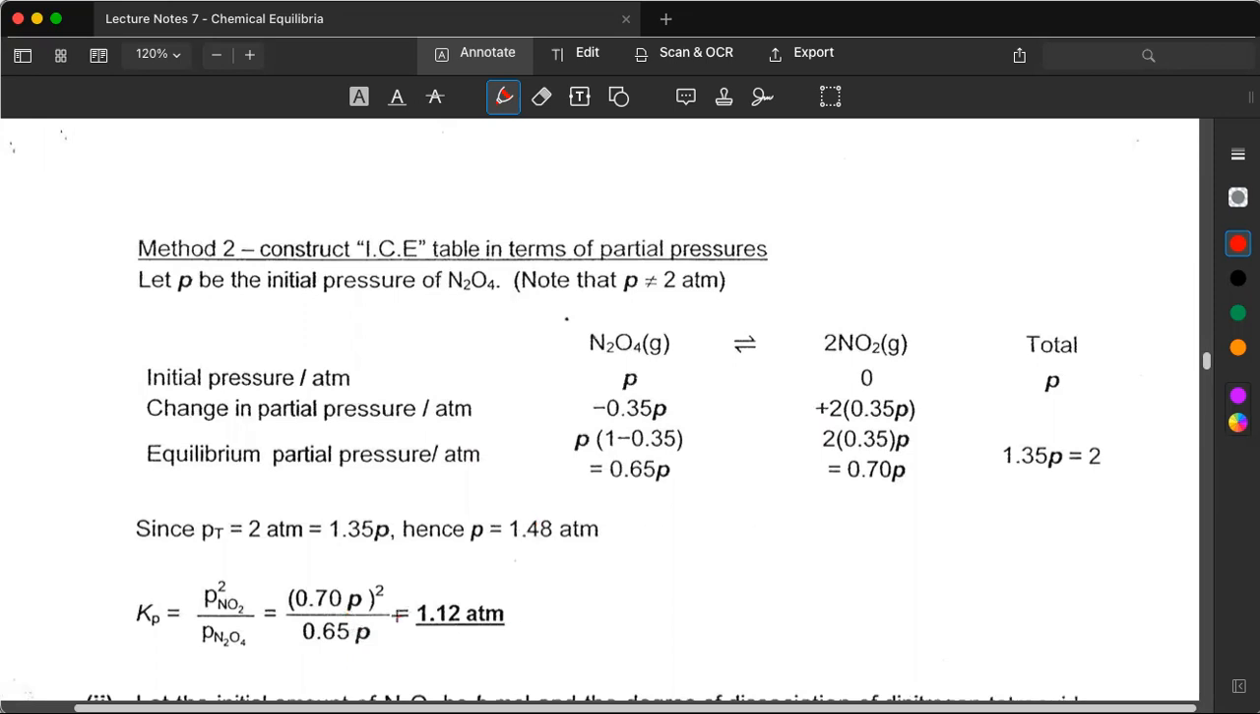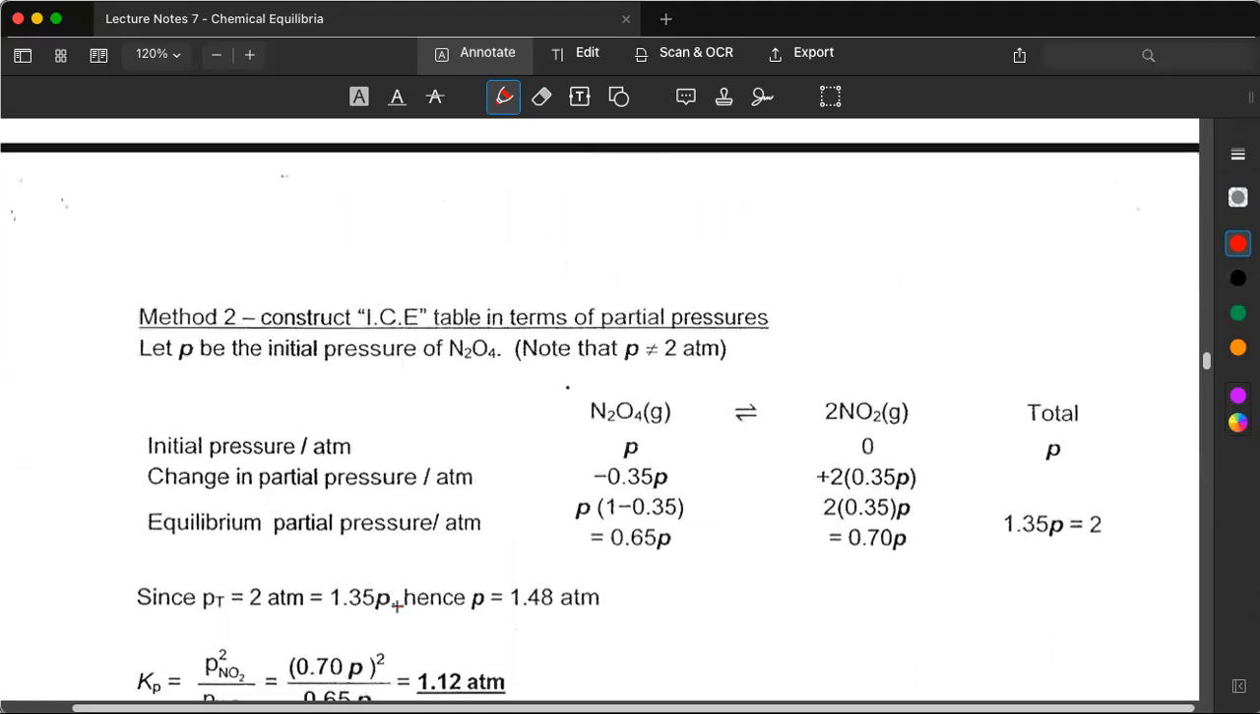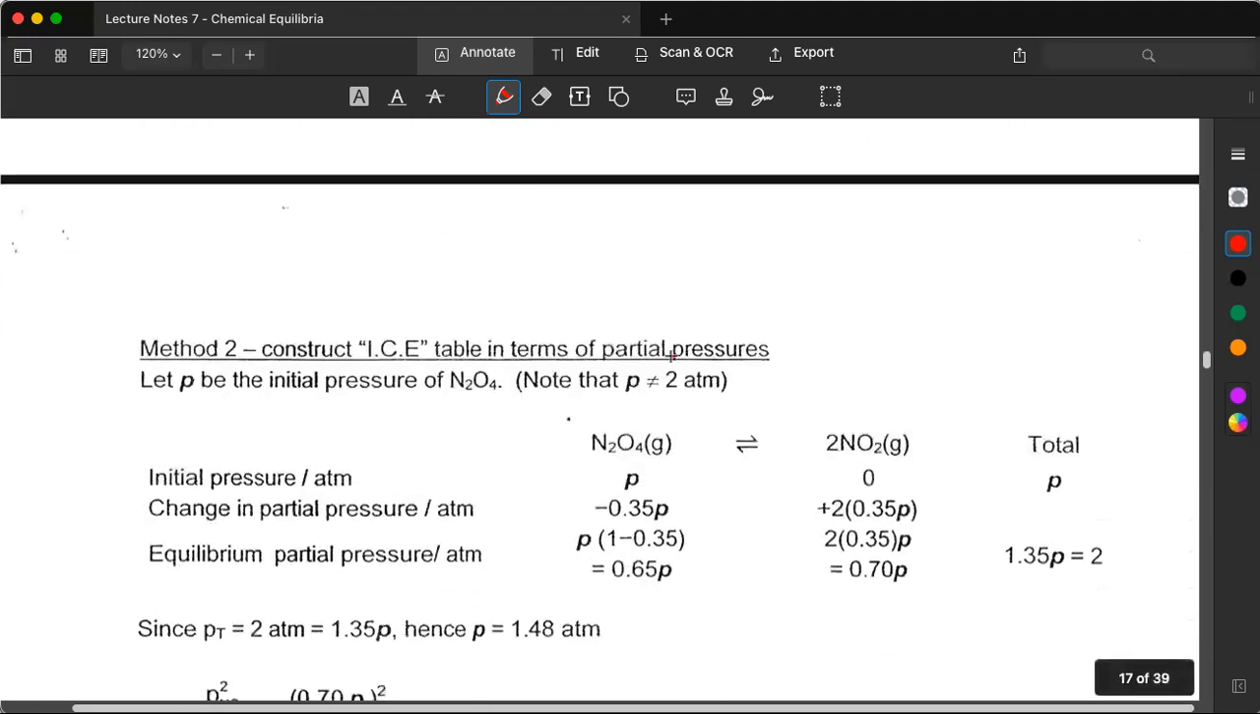Okay, can or not? Okay. Because they give you the total pressure, but P is not 2 atm. P is the initial pressure of N2O4.